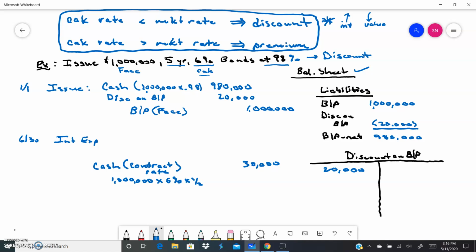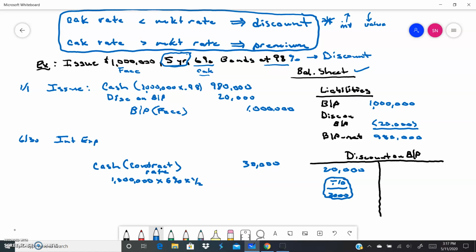Now what we need to do is eventually reduce this discount down to 0. So what we're going to do is amortize this discount down to 0. We're going to amortize it just on a straight line basis over the number of interest payment periods. Now here we have 5 years, and we're paying interest twice a year, so there's going to be 10 periods. So we're going to be making 10 interest expense entries. So we're going to want to amortize 1/10 of this each period, and if we divided that by 10, we'd have $2,000.